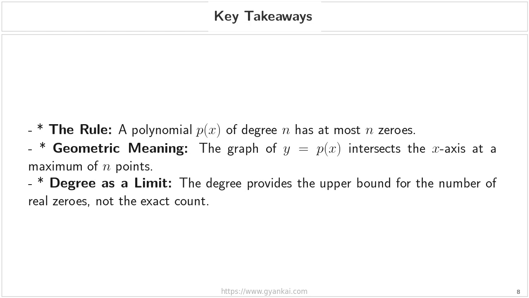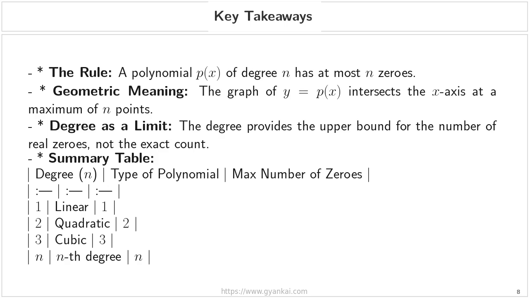It is very important to keep in mind that the degree acts as a limit. As we discussed with our parking lot analogy, the degree provides the upper bound, or the maximum possible number, for the number of real zeros. It does not tell us the exact count. It only tells us that the number of zeros can never exceed that value.